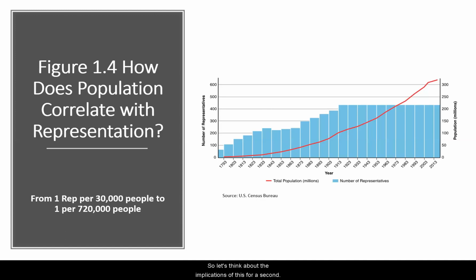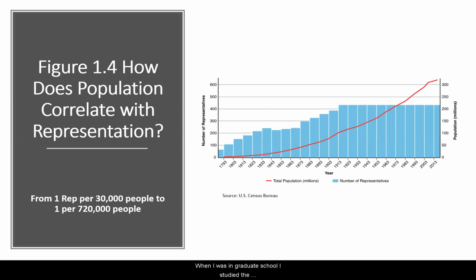So let's think about the implications of this for a second. Why does it matter how many people an individual elected official represents? Well, if that official represents 30,000 people, he or she is likely to have a direct connection to a substantial portion of the people that he or she represents.